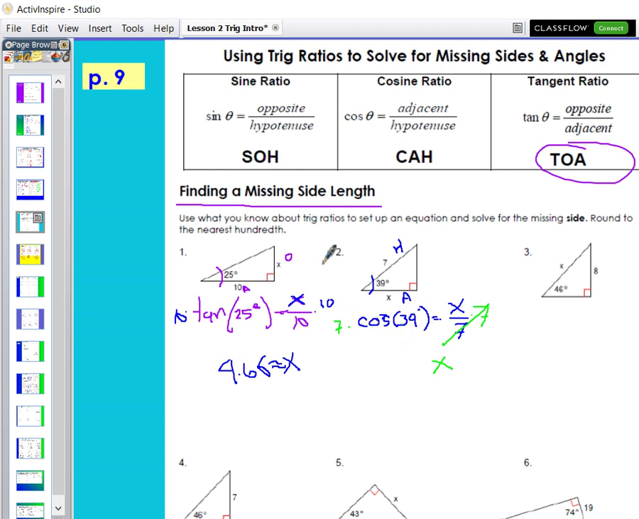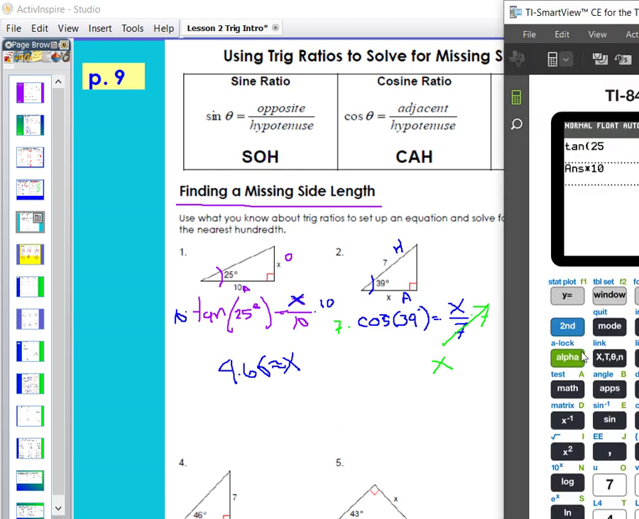Now if I didn't have a calculator, I might just leave it like that, 7 cosine of 39 degrees. But I do have a calculator, so 7 times cosine of 39 degrees. Let's just check and make sure we get the same answer. If I said cosine of 39 degrees and times 7, I get the same answer. Okay, so if you want to put the 7 times cosine, that's fine. What if I did cosine of 39 degrees times 7? Would that be okay? Yeah, we still get the same answer.